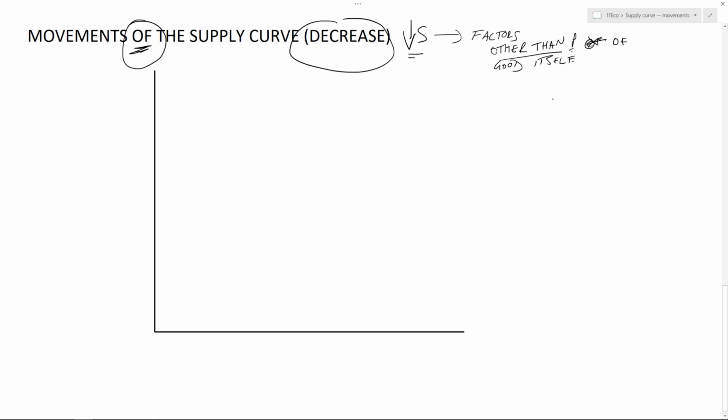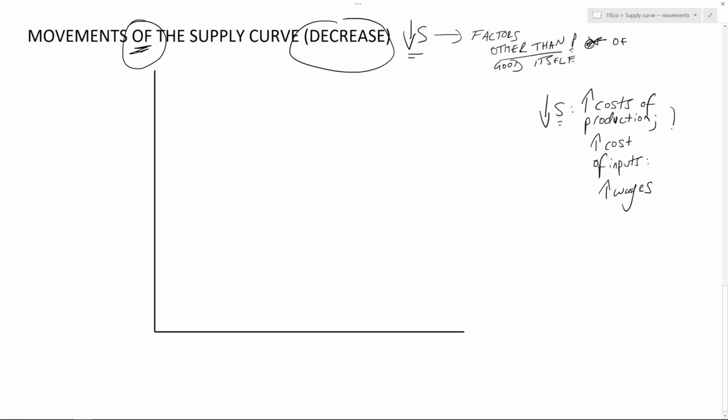So let's think about a situation that would lead to a decrease in supply. We're looking at a situation where a firm is going to produce less at every price. To cause that decrease in supply, there is an increase in the costs of production. If it's more expensive, firms are going to produce less.